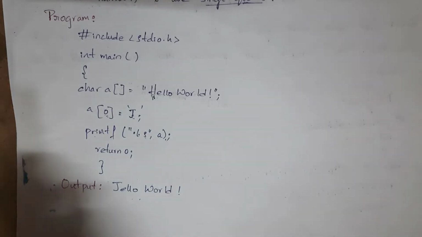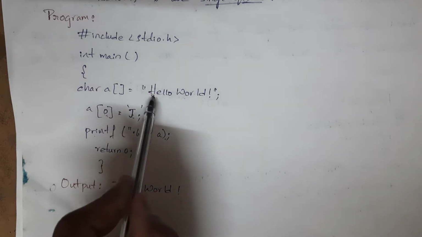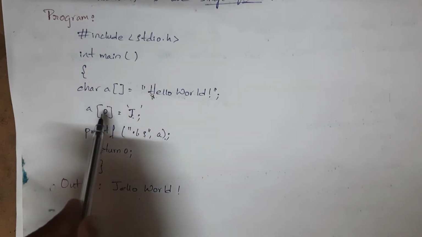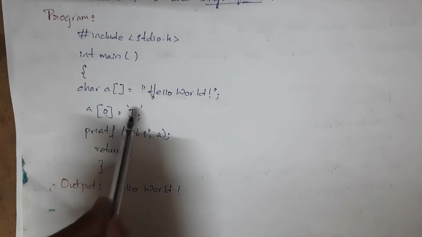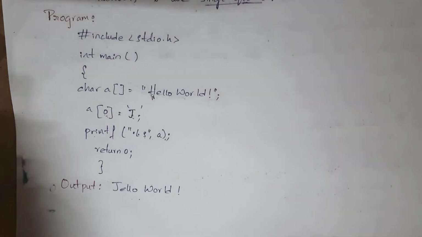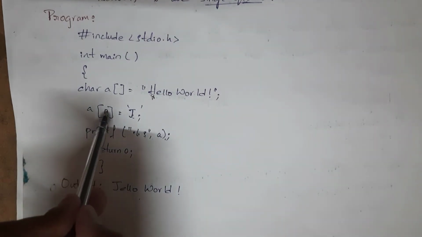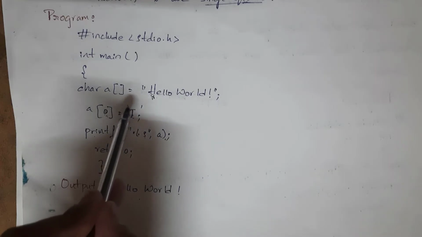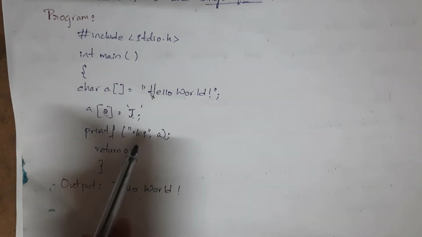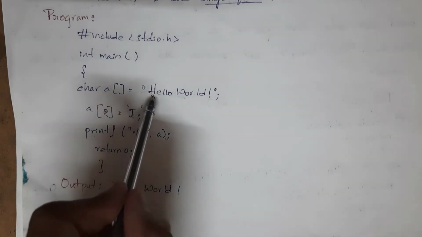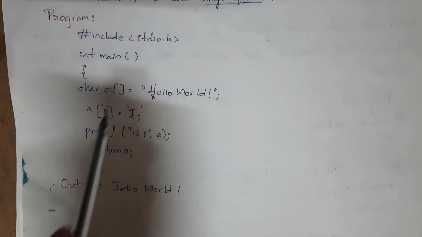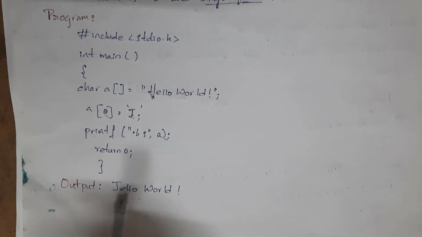For example, if I want to change this value h to j, then here I need to write A of 0 equal to 'j'. We need to write j in single quotations. That means the value present in index number 0 will be changed to j. Now h is changed to j. Now I will get the output as jello world.